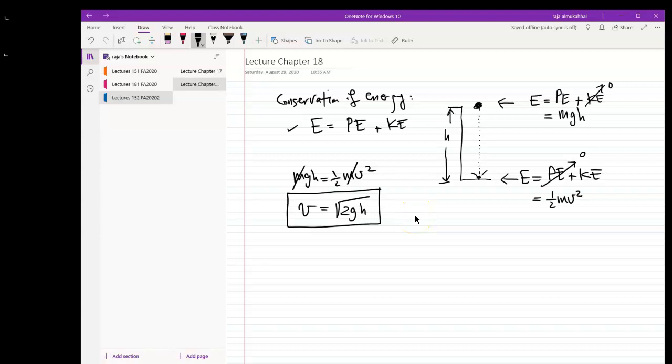Okay, there is another way that you've studied, which is before conservation of energy, and that is by using the laws of kinematics.